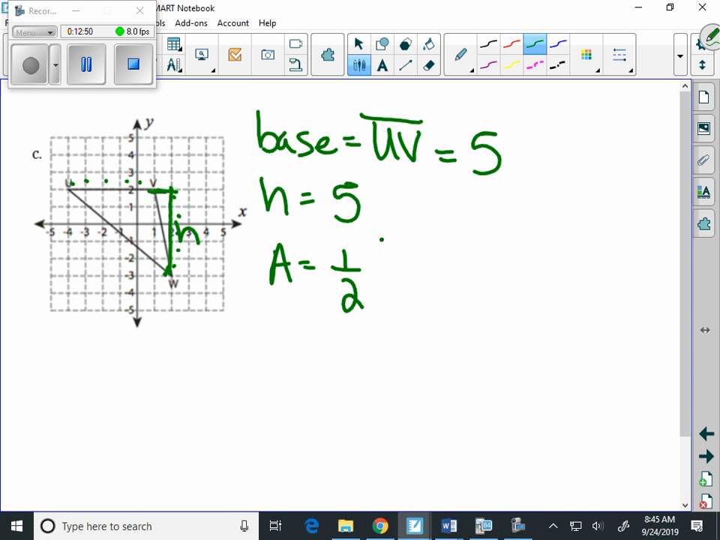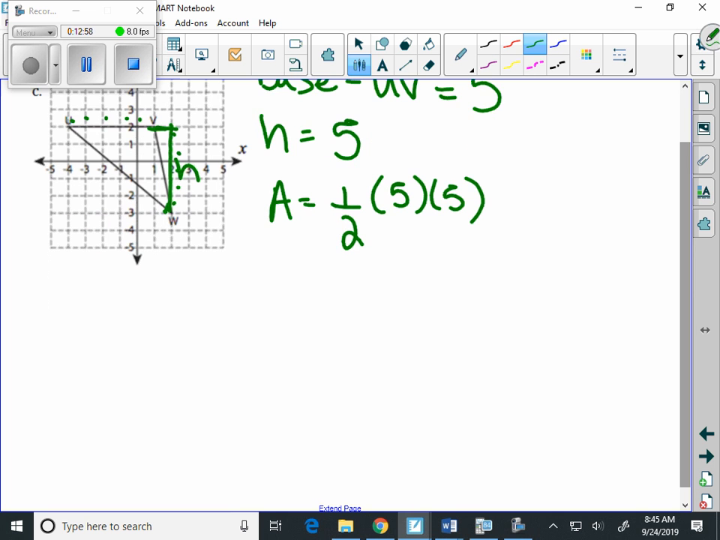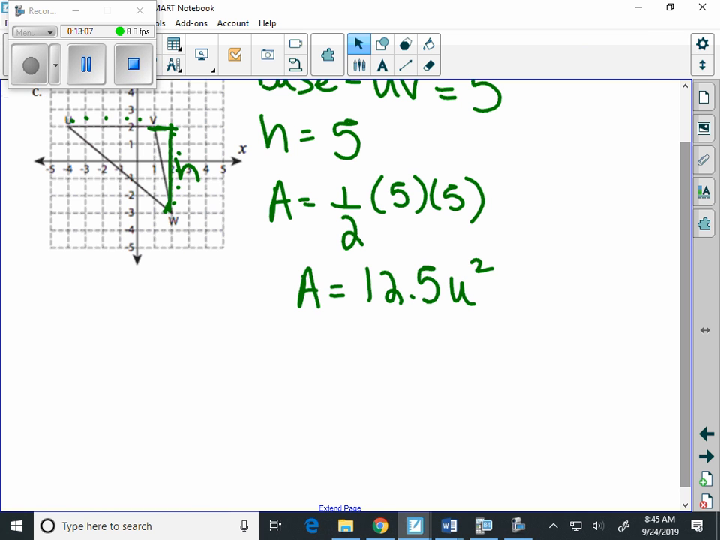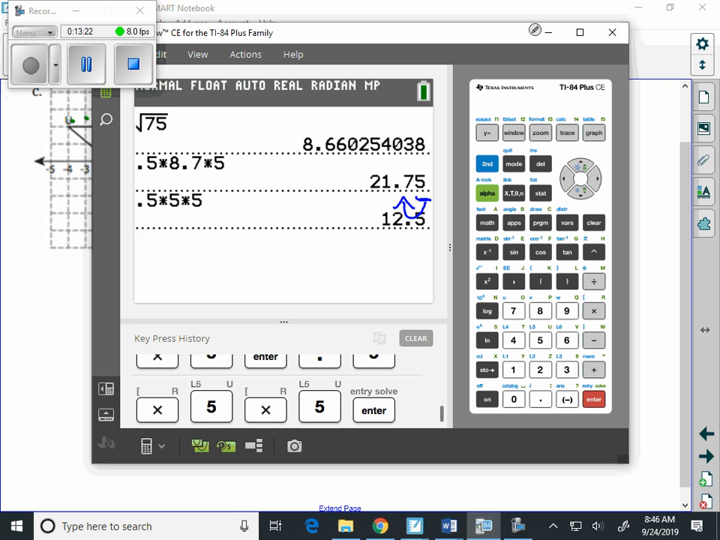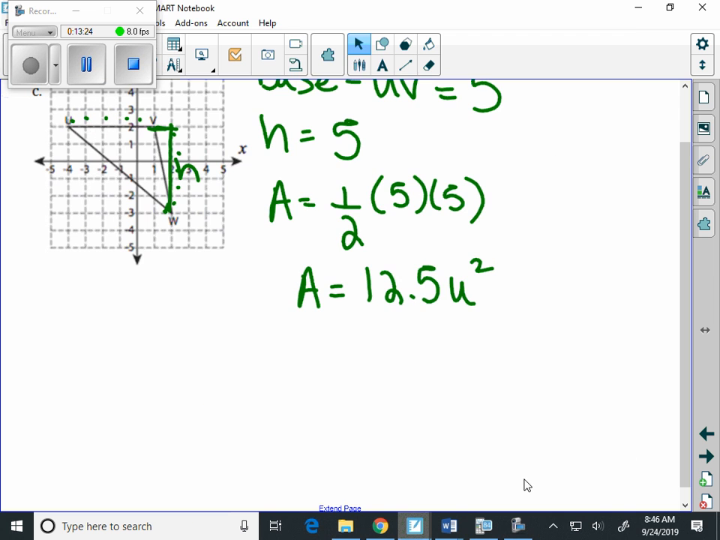And we probably will have to use our calculator this time, but maybe not. Area equals 1/2 base times height. And when we multiply here, half times 5 is 2.5, half of 25 is 12.5. Again, if you prefer, on a calculator, which is being temperamental, 0.5 times 5 times 5 is 12.5. Don't even have to worry about the rounding on that.